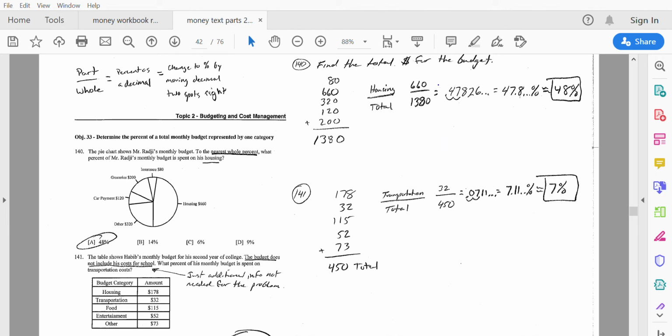Then we just divide. Make sure you do this in the correct order: top divided by bottom, so 660 divided by 1,380. In your calculator, you're going to get 0.47826, and it continues on. We move this twice, 1, 2, and we would get 47.8-something percent. It says to the nearest whole percent, so this is the number we're rounding to. We look at the number after it, so remember our rounding rules: 0 to 4, this would stay a 7; 5 to 9, this bumps up to an 8, and we get our 48%.